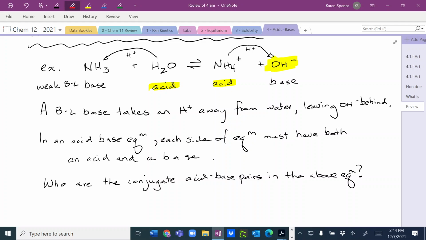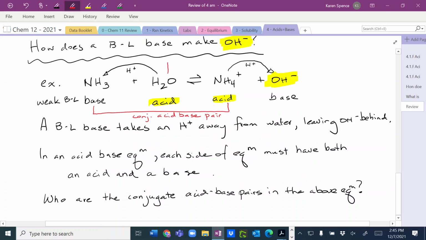Those differ by more than an H plus. NH3 and H2O do not differ by a single proton, so they are not a conjugate acid-base pair. NH3 and NH4 plus are the conjugate acid and base of each other, which makes them a conjugate acid-base pair. And then our other two also differ by a single proton, right? H2O and OH minus only differ by a single proton. That is our other conjugate acid-base pair.